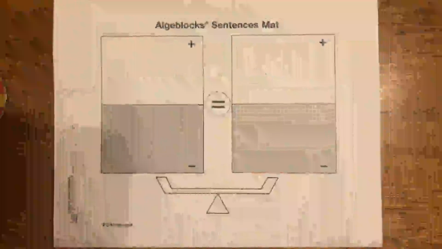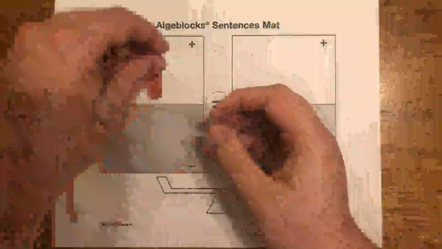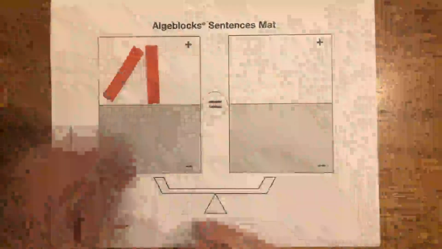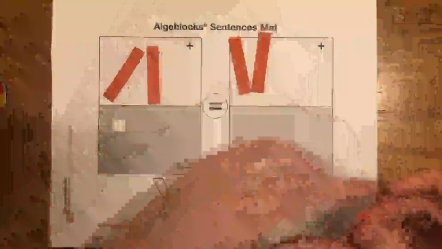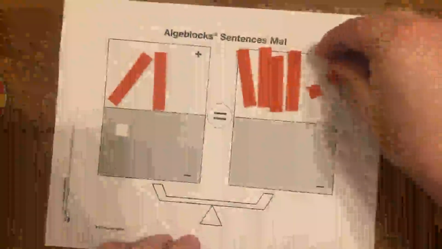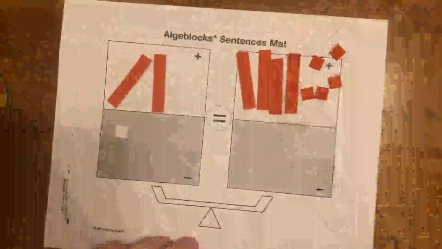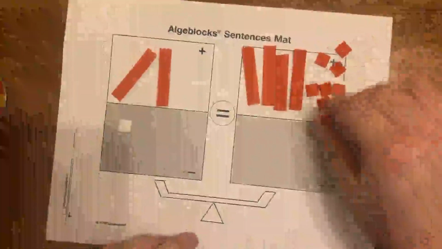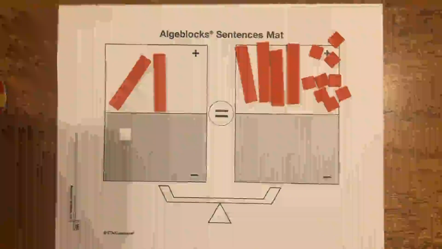2x minus 1 equals 4x plus 9. So let's go ahead and put our pieces on there. So we have 2x right here, minus 1 right there, 4x right there, positive 9. Here we go. This is pretty much a basic two-step equation we're going to do, just to balance it out.